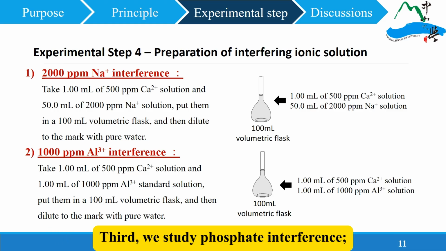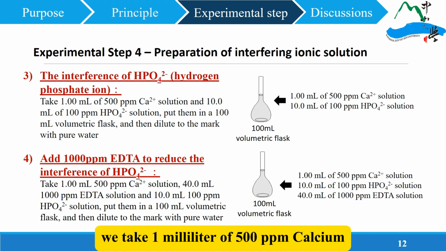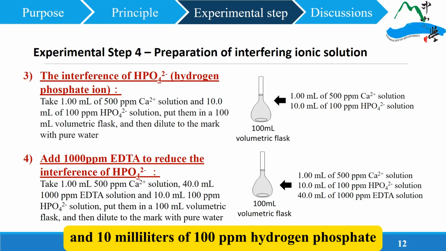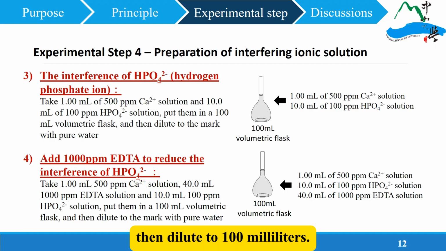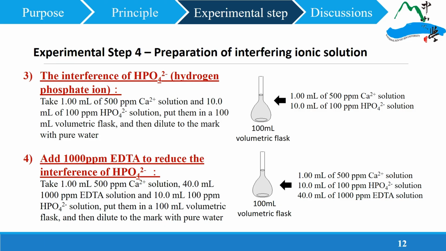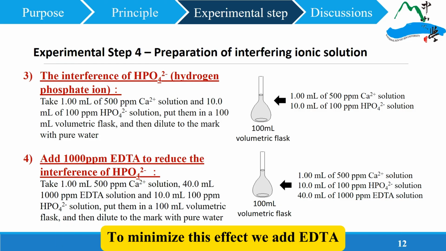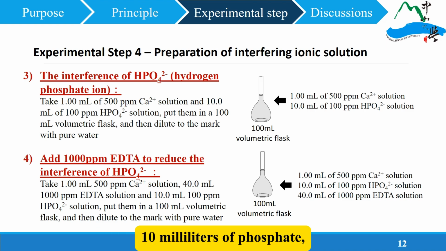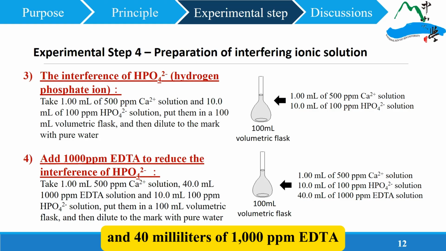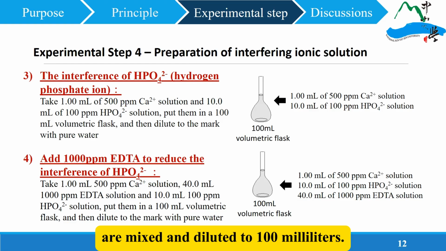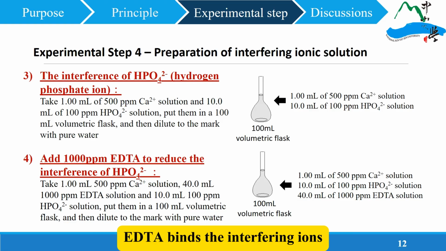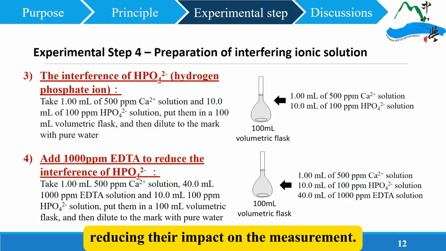Third, we study phosphate interference. We take 1 milliliter of 500 ppm calcium and 10 milliliters of 100 ppm hydrogen phosphate. Then dilute to 100 milliliters. This shows how phosphate affects the calcium reading. To minimize this effect, we add EDTA. In this solution, 1 milliliter of calcium, 10 milliliters of phosphate, and 40 milliliters of 1000 ppm EDTA are mixed and diluted to 100 milliliters. EDTA binds the interfering ions, reducing their impact on the measurement.